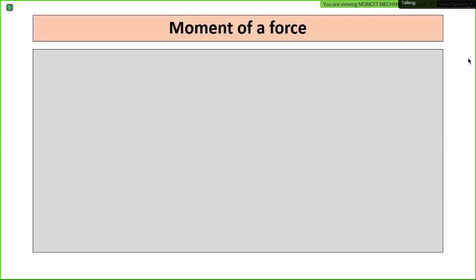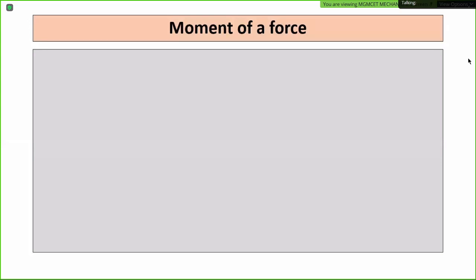Okay. Now this is regarding the concurrent force system. Now we will move to non-concurrent force system. So before going to the non-concurrent force system, can you tell me difference between concurrent and non-concurrent force system? क्या होता है?